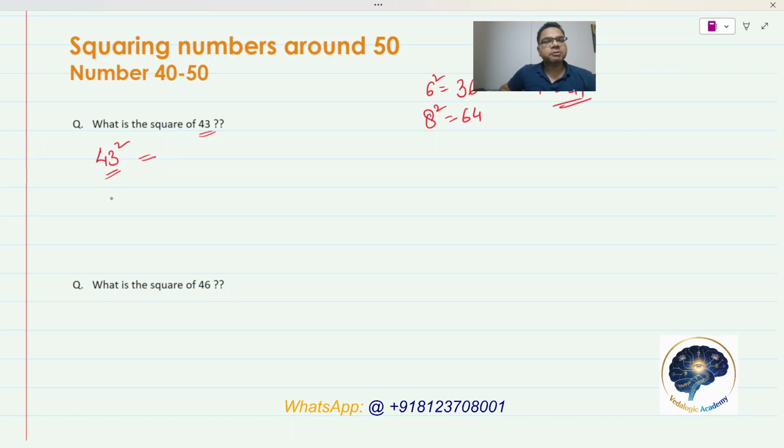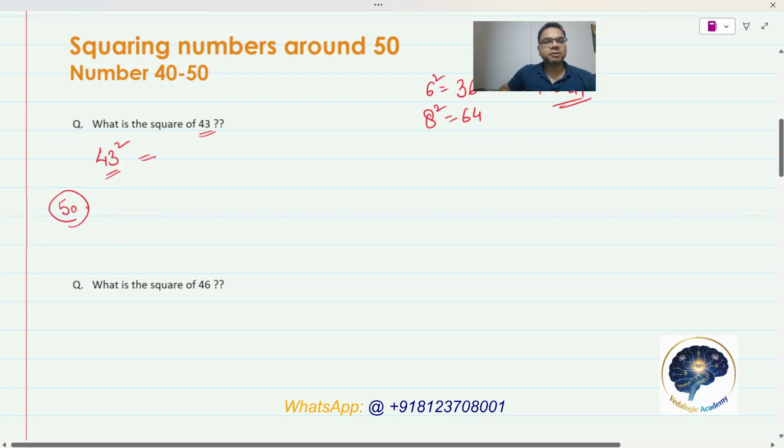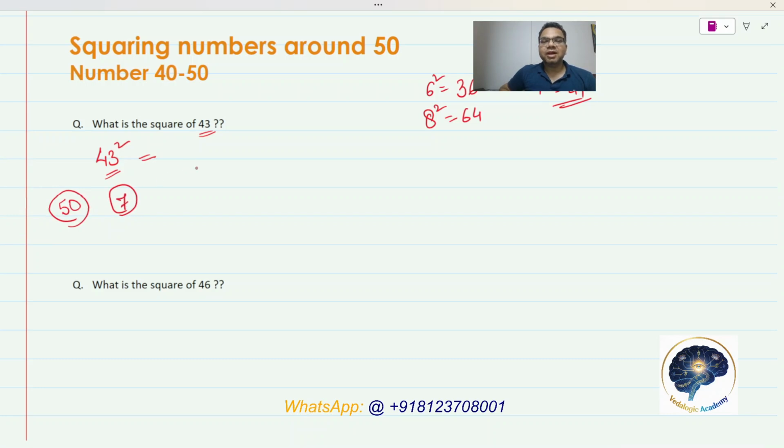Now, what is the difference between 50 and 43? Because these numbers are close to 50, right? So that's why I'm asking what is the difference between 50 and 43. 50 minus 43 is 7, right? Now I'm going to use this 7 only. So can you tell me what is the square of 7? Square of 7 is 49. That's what we have seen just now, right? So I'll just write 49 here.